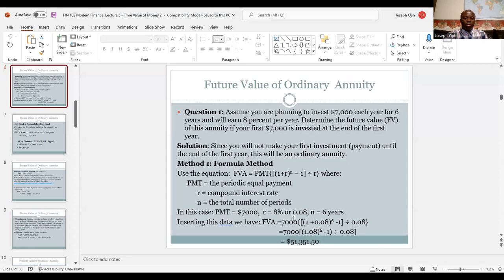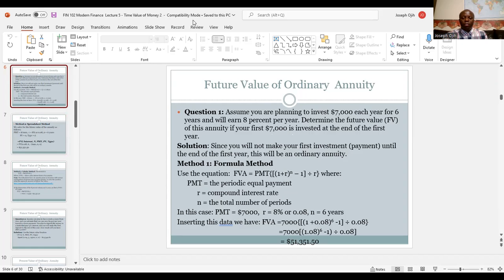Now, the future value of that 7,000 annuity is $51,351.50. Now, 7,000 times 6 is 42,000. So the gain from this will be 51,351.50 minus 42,000. So you can see how much it makes from this annual investment. Okay.